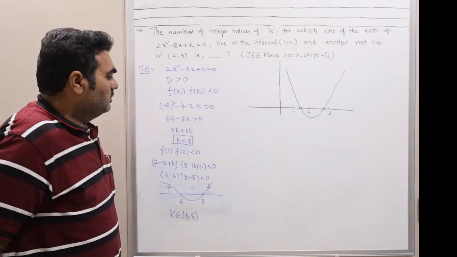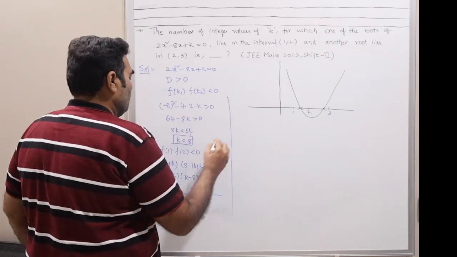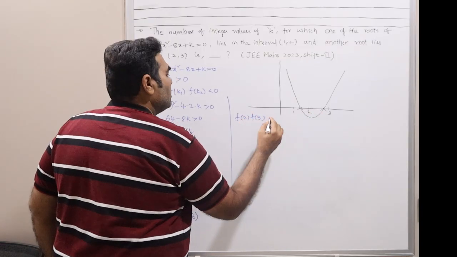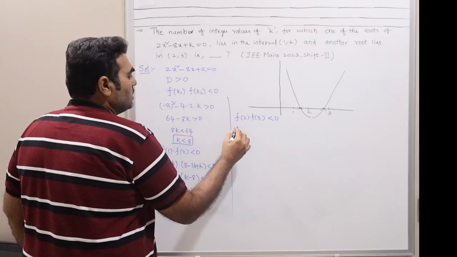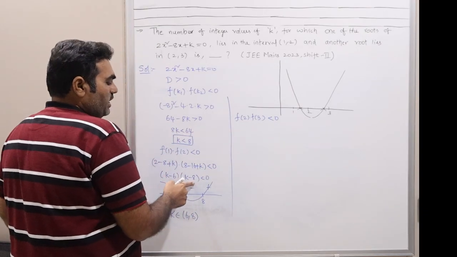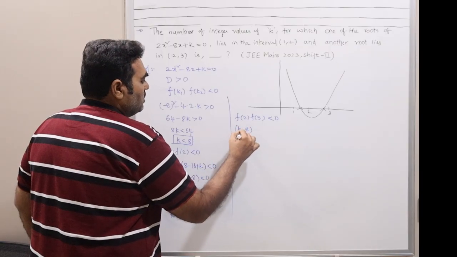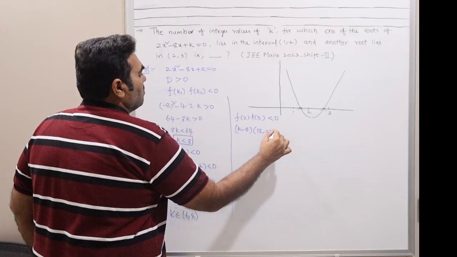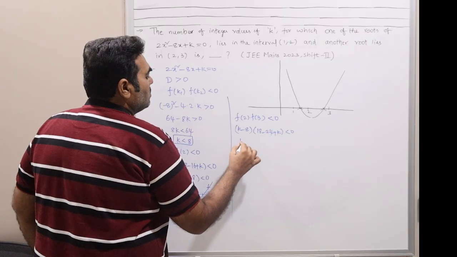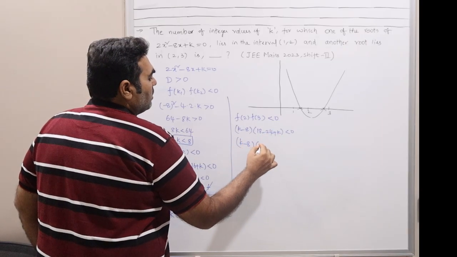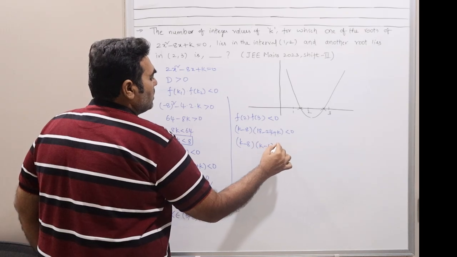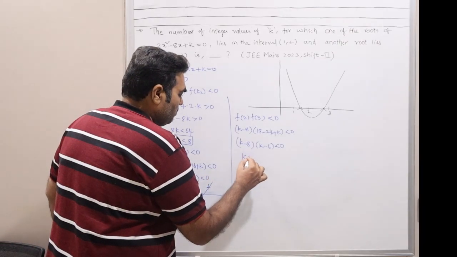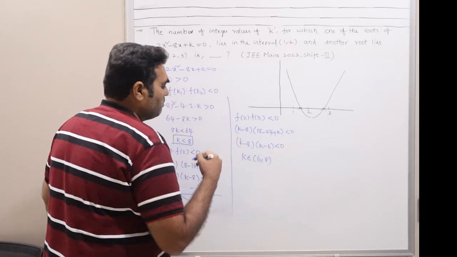And if you take f(2) and f(3), for this also you will get the same thing. f(2) we have already calculated, k − 8. And f(3) is 2 into 9, 18, minus 24, plus k, which is k − 6, and the product is less than 0. So once again we get the same condition, so here also k belongs to the open interval (6, 8).